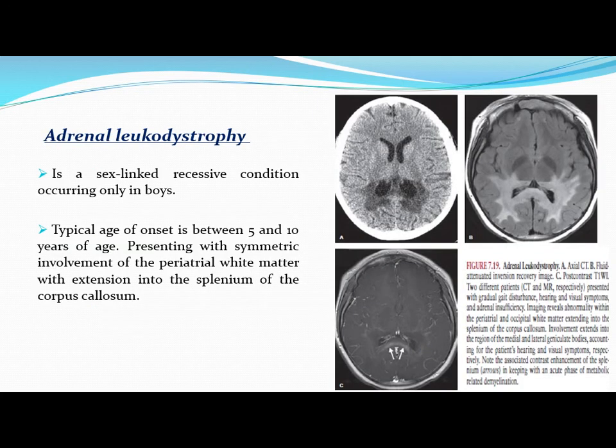Adrenoleukodystrophy is a sex-linked recessive condition occurring only in boys. Typical age of onset is between 5 and 10 years of age, presenting with symmetric involvement of the periatrial white matter with extension into the splenium of the corpus callosum.